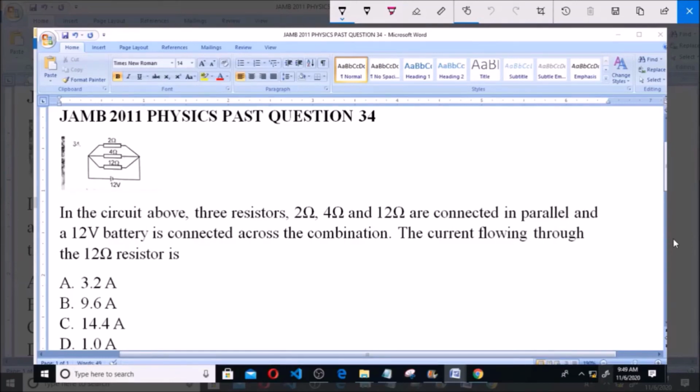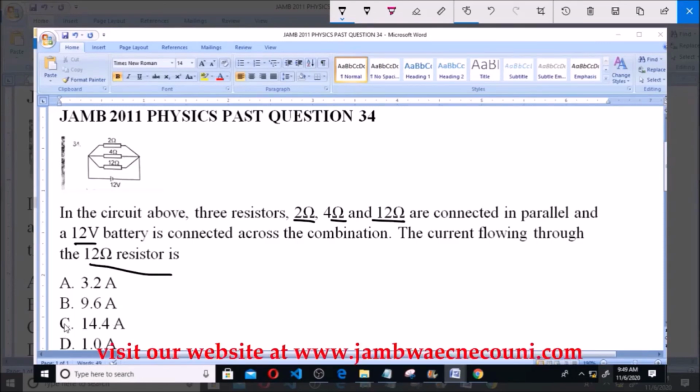So you have this diagram of a circuit, and it says: in the circuit above, 3 resistors, 2 ohms, 4 ohms and 12 ohms are connected in parallel, and a 12-volt battery is connected across the combination. The current flowing through the 12 ohm resistor is A. 3.2 amps, B. 9.6 amps, C. 14.4 amps, D. 1.0 amp. So this is a parallel circuit, and in a parallel circuit the current flowing through each resistor is actually different.